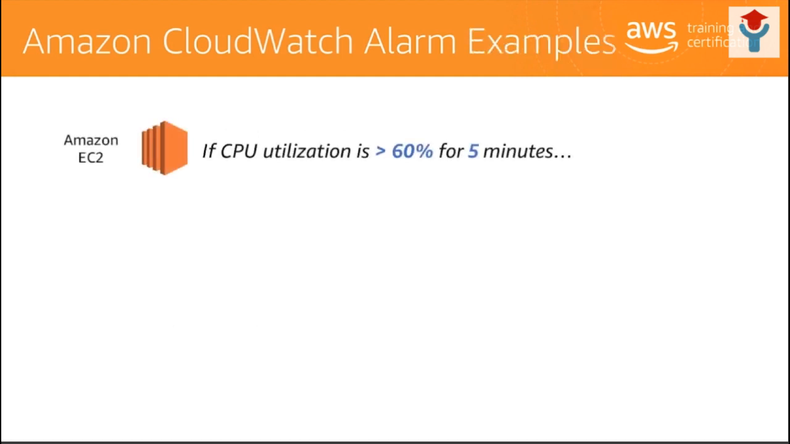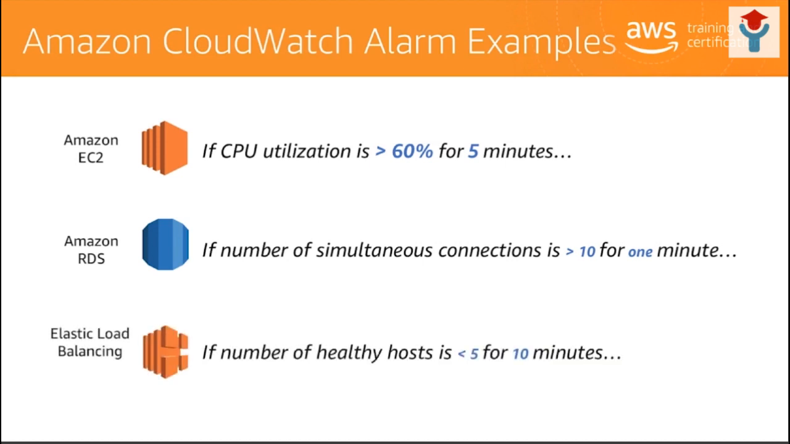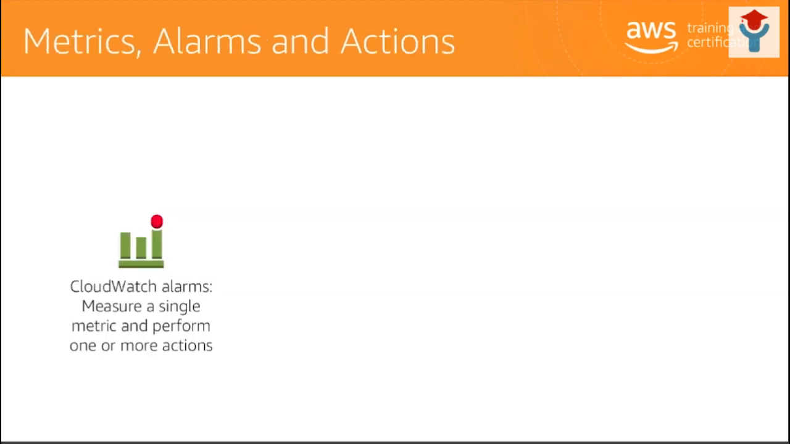So here's an example of a CloudWatch alarm. Let's say, for instance, you want to track CPU utilization on your EC2 instance. In this case, if CPU is greater than 60% for 5 minutes, that's the threshold that we set. It can trigger things like, if for an RDS instance the number of simultaneous connections is greater than 10 for 1 minute. Or we could monitor an elastic load balancer and say if the number of healthy hosts is less than 5 for 10 minutes, then go ahead and trigger an alarm or trigger some action.